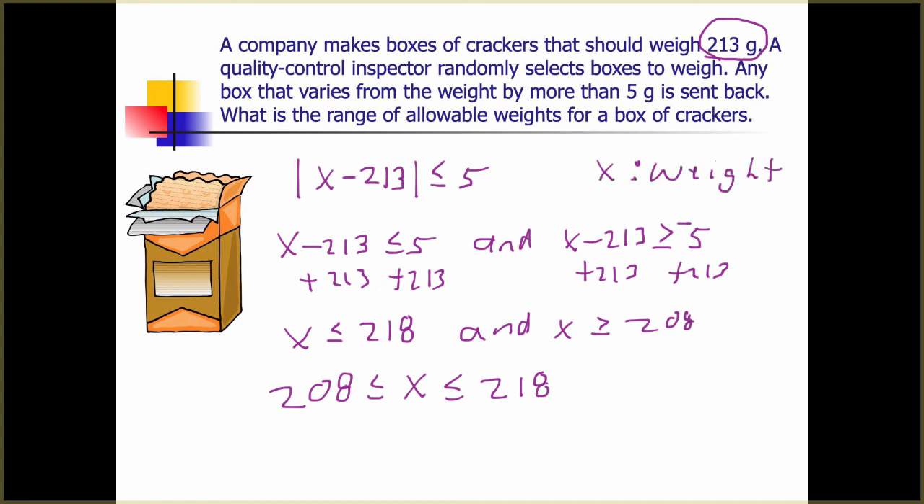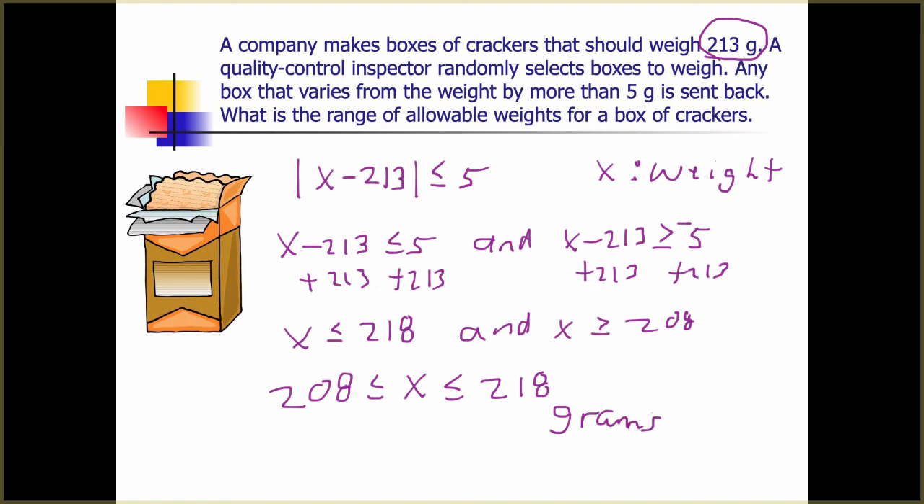And if you thought about this, if you have 213 grams, most of you can just look at this saying, I want to be within 5. Well, 213 minus 5 is 208. 213 plus 5 is 218. So you can see if you're getting these right. We do want to have the practice of setting up the absolute value inequalities from the word problem and then solving them, which is what you need to do on your homework. And these are grams.